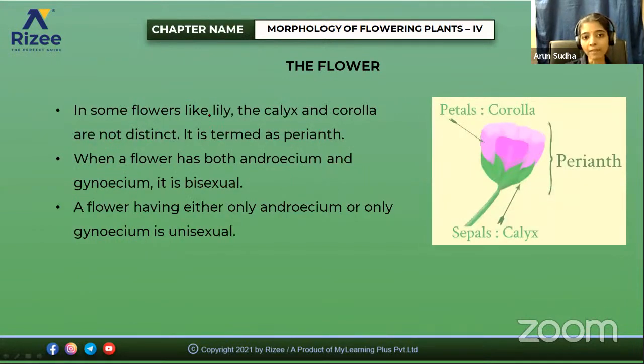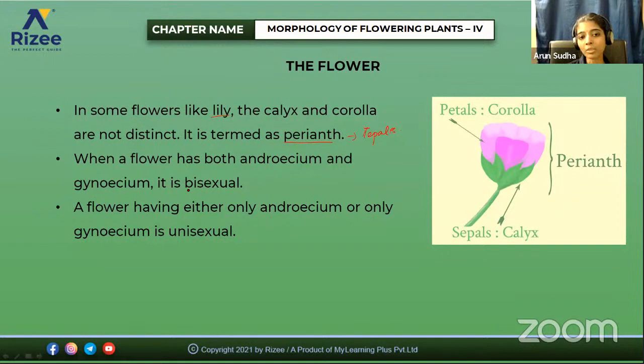But in some flowers like lily, the calyx and corolla are not distinct. It is termed as perianth. So the calyx and corolla together constitute the perianth. And in that case, we saw that calyx is made up of sepals and corolla is made up of petals. Here, if it is a perianth, then the term is tepals. It is called tepals.